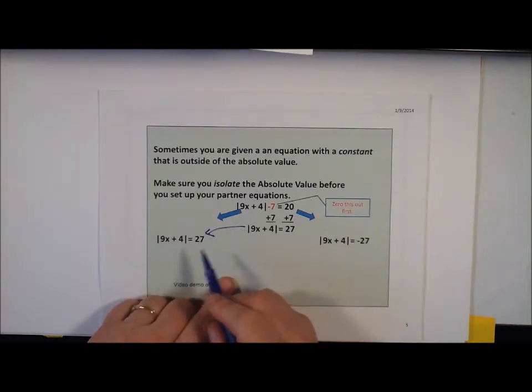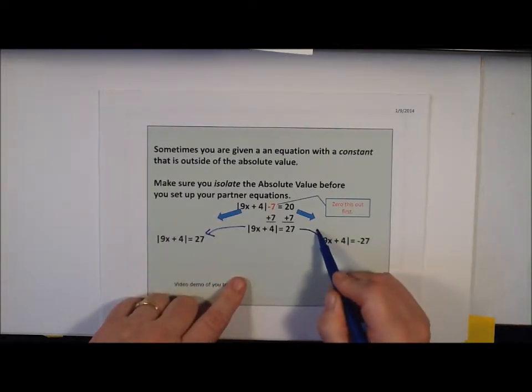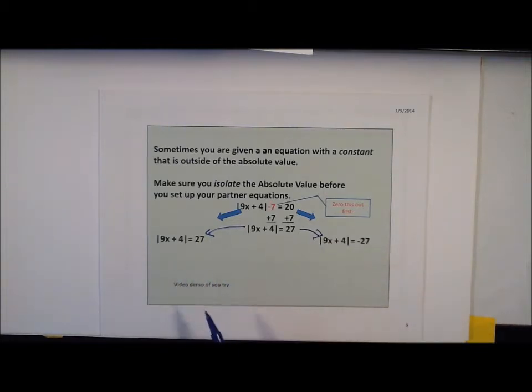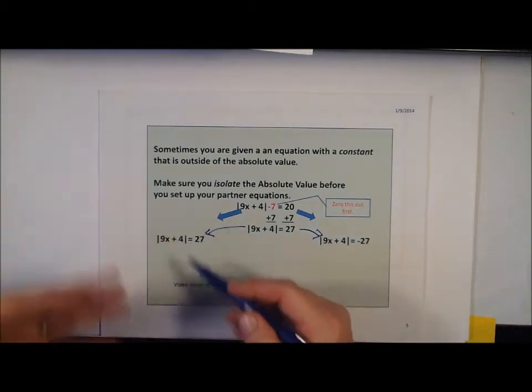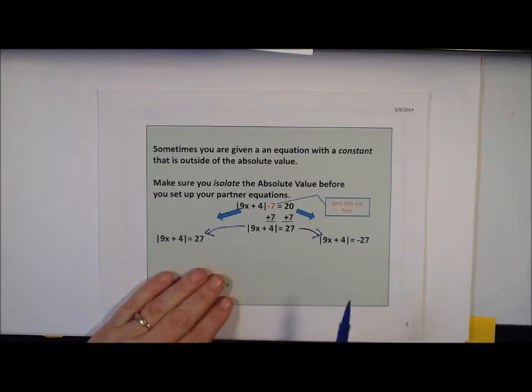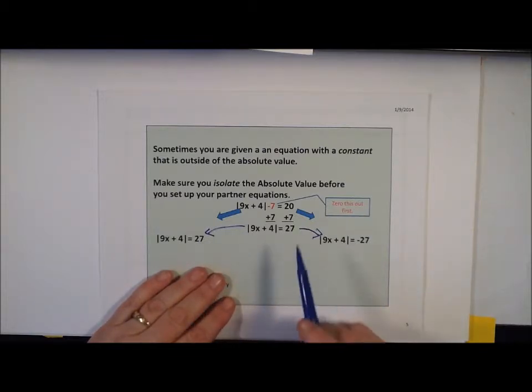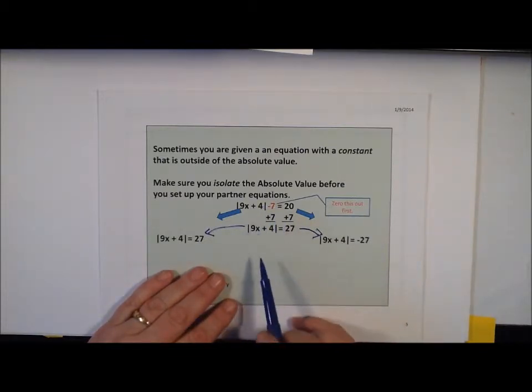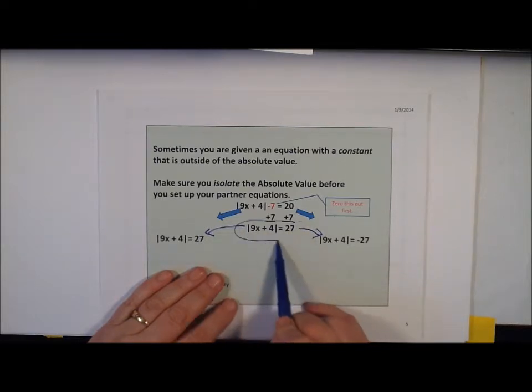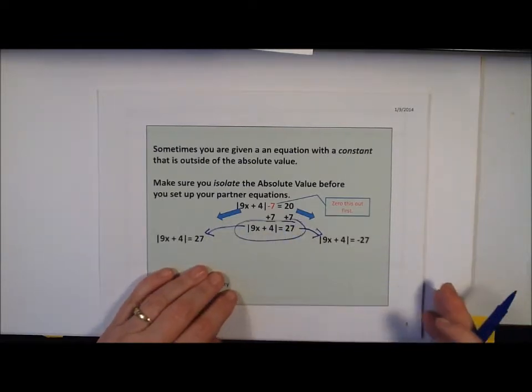And here I did it backwards, but that's okay. Here I have partner equations, so I would solve those algebraically to get that to work. So again, you're just going to zero that out so that you have it looking always like that before you split them.